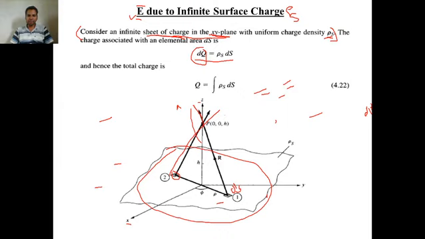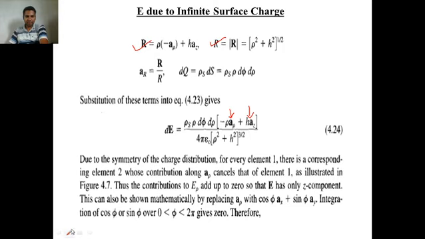So due to the symmetry, you can assume it like this: if you apply a force in this direction, point P will move here. If you apply force in that direction, the point will move there. But if you apply force on both sides simultaneously, point P will move in the z direction. That means ultimately the a z cap direction will remain, and this particular part will get removed.